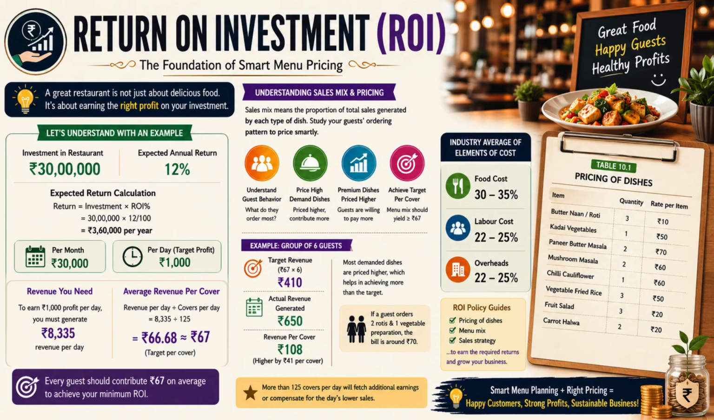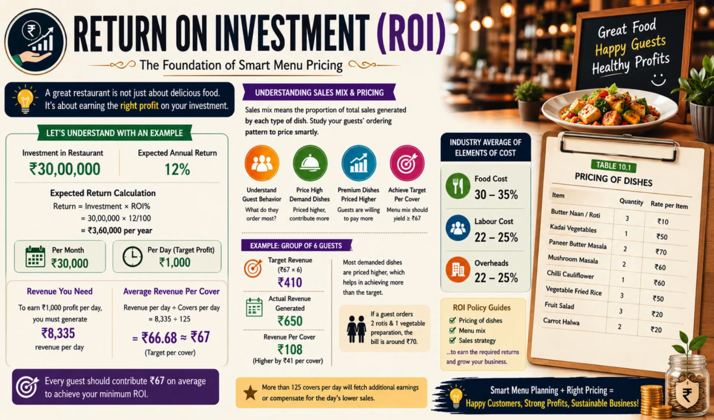Smart pricing strategy. Here's what successful restaurants do. They don't increase the price of every item equally. Instead, they identify the dishes customers order most frequently. These high-demand dishes are priced strategically to generate better profits. Premium dishes are also priced slightly higher because customers are willing to pay more for them. This strategy ensures that the overall average spending per guest remains above the target amount required to achieve the restaurant's ROI. In other words, a few well-priced popular dishes can help the restaurant meet its financial goals without making the menu feel expensive.